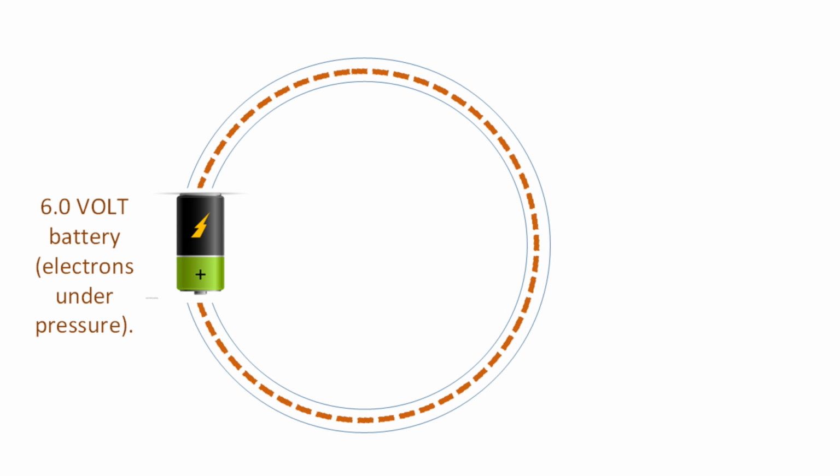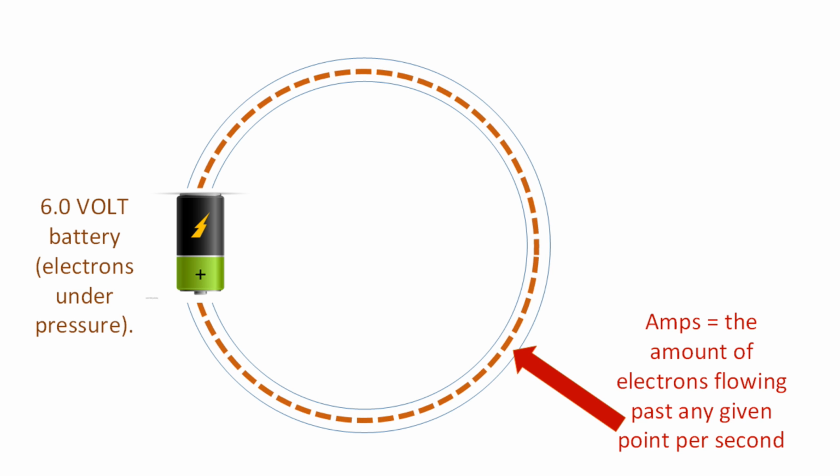So here's our diagram. Got our battery, 6-volt battery, electrons under pressure, potential to do work. There they go. The amps is the amount of electrons flowing past any given point per second. And it's some crazy small number. But there they go. Look at them flowing past there. So we're measuring the amps right there, how fast it's going.